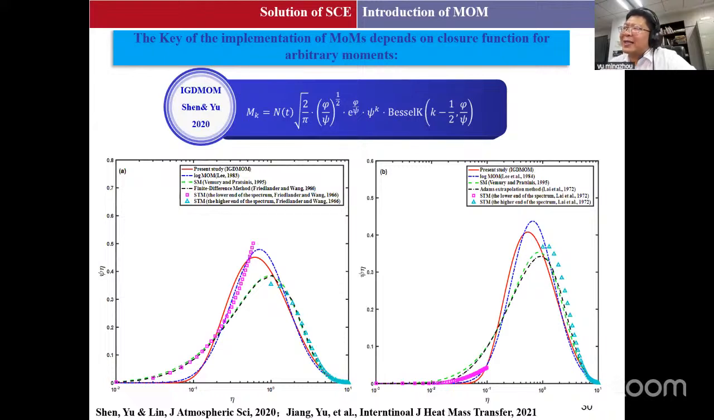Regardless of whether the quadrature-based method of moments or our own method is used, the key to the implementation lies in constructing a proprietary closure function for arbitrary moments. Additionally, any method of moments should have the capability to reconstruct the size distribution from the low-order moments. Just like this, for every method, we should ask that they have the ability to reconstruct the size distribution from the moments.